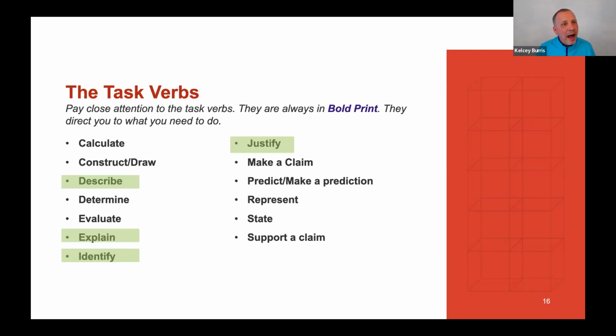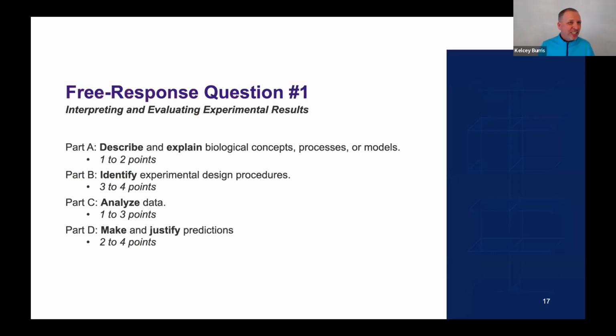All right. So now we're going to talk about each of the FRQs. The FRQs are kind of not standardized, but they are. We know what they're going to ask you in some form. Now, for question number 1, which is interpreting and evaluating experimental results, part A is going to ask you in some fashion to describe and explain biological concepts, processes, or models. Part B is going to ask you to identify experimental design procedures, which is science practice 3.